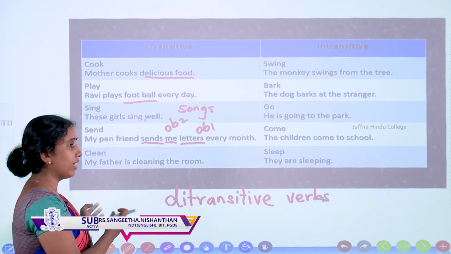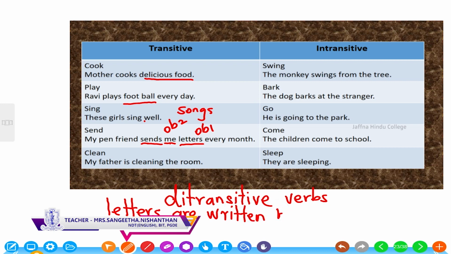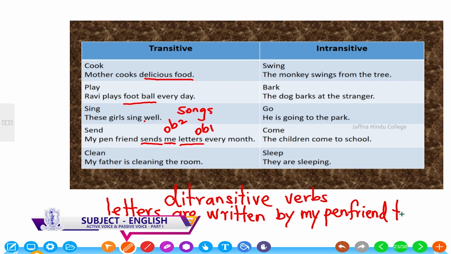When bringing the letters to the beginning, you will get: letters, simple present tense, plural. So, the be verb is are. The past participle of write is written, by my pen friend, to me. This is the first passive form when I consider the letters as the object.